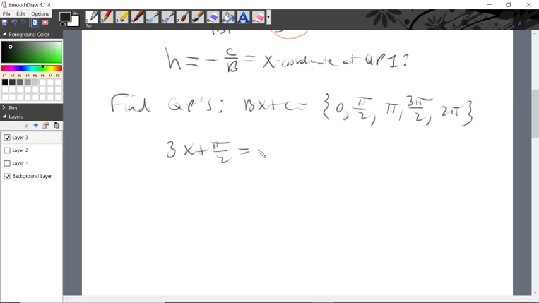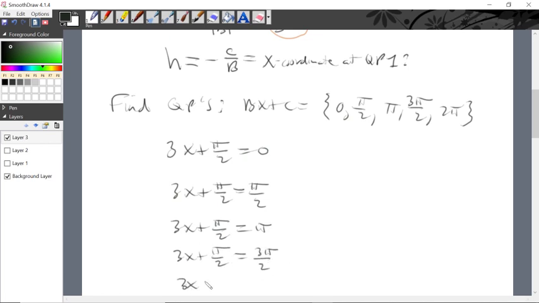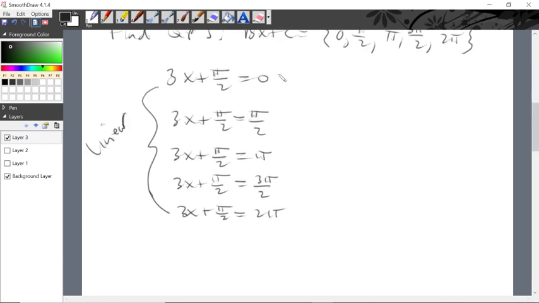3x plus pi over 2 is equal to 0. 3x plus pi over 2 is equal to pi over 2. 3x plus pi over 2 is equal to pi. 3x plus pi over 2 is equal to 3 pi over 2. And 3x plus pi over 2 is equal to 2 pi. We have a set of 5 equations. What form are they? They are all linear equations, right? We have x to the power of 1 in all cases, so they're not that hard to solve. In all cases, the algorithm for solving is subtract pi over 2 and then multiply by 1/3.